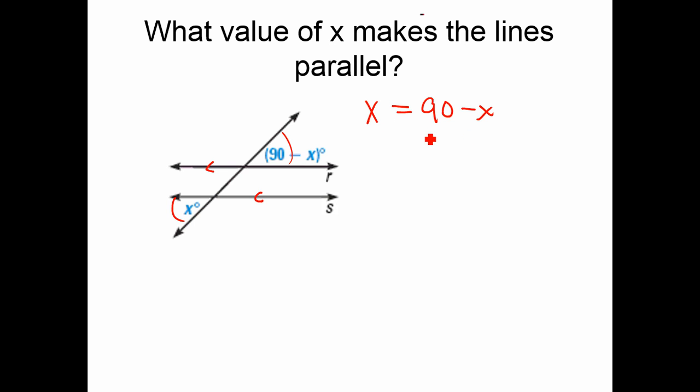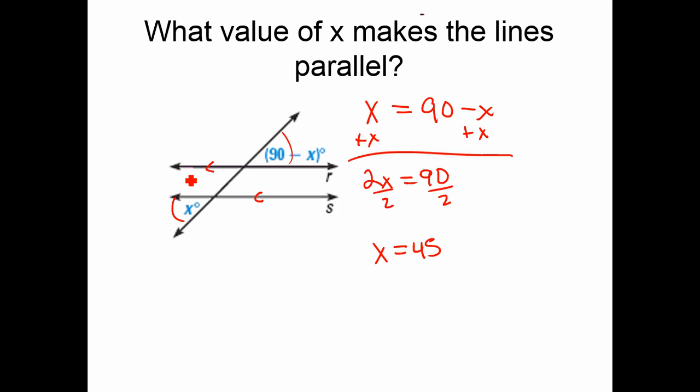So if I set them equal to each other, I can add X to both sides. 2X equals 90, which means that X would have to be 45. So X is 45 degrees. Or this angle up here would be 45 degrees. X would equal 45.